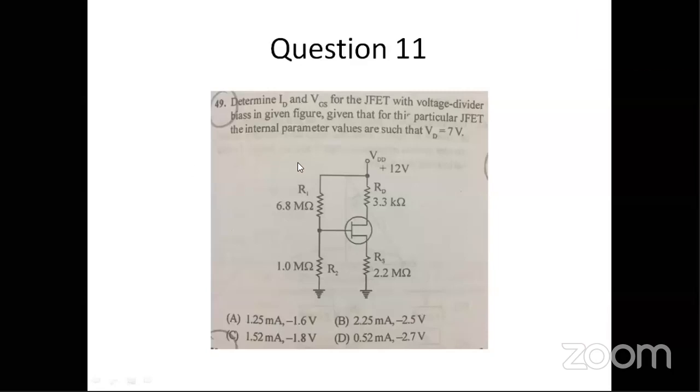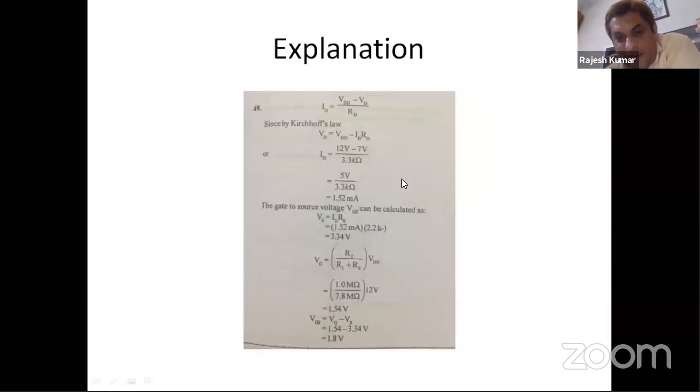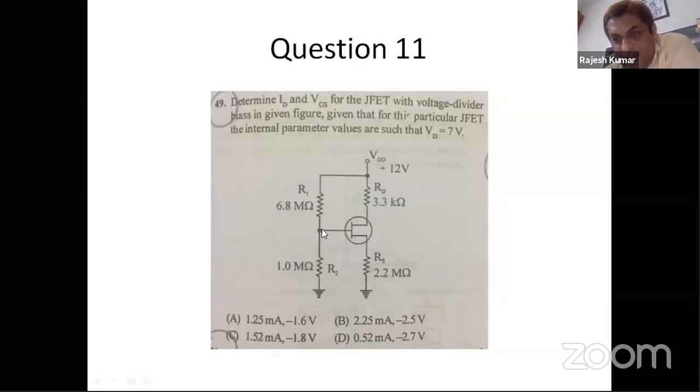So now we have found that VS is 3.34 volt. The important thing is how to find the value of VG here. VG is the voltage present at this gate. That can be found with the help of the voltage divider rule, given by R2 over R1 plus R2 into VDD. Just keep in mind that when I use the voltage divider rule, the resistance that is connected to the ground is always kept in the numerator.